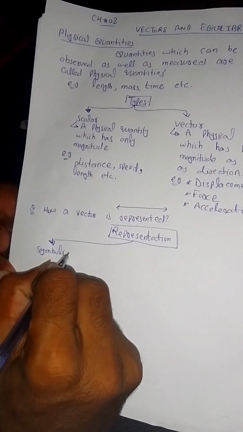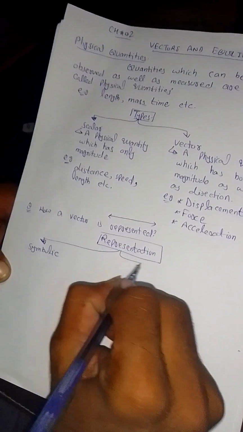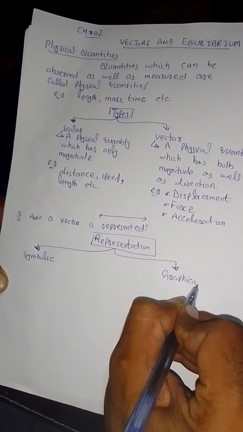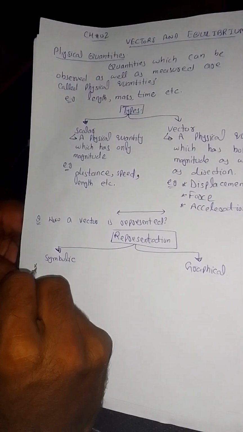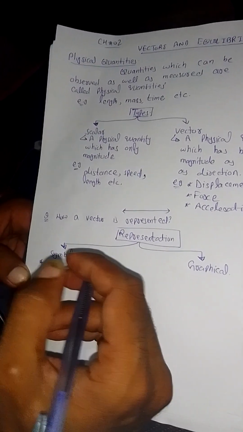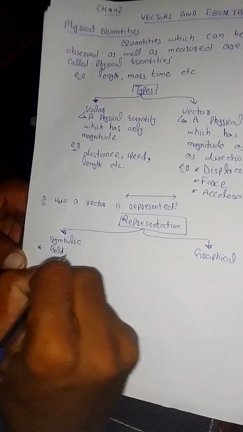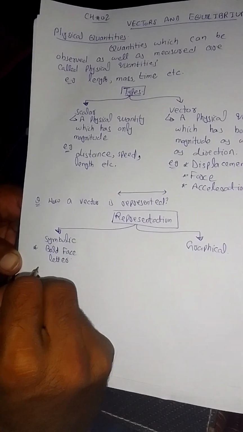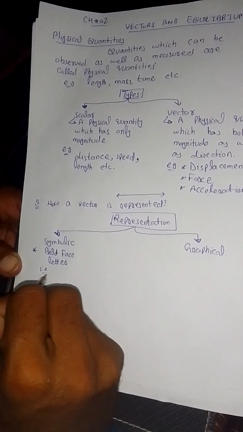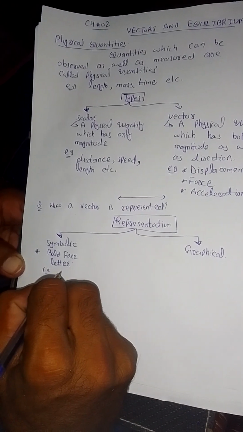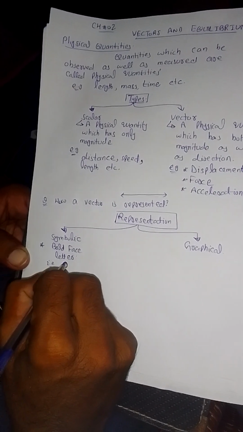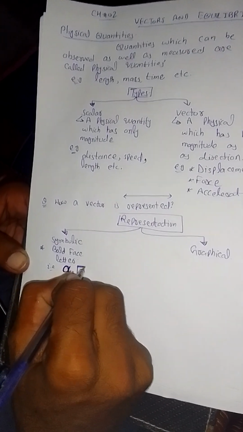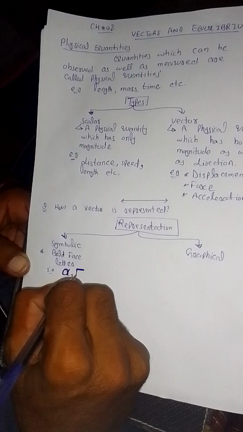One of them is symbolic representation, and the other is graphical representation. In symbolic representation, we represent a vector in boldface letter, such as acceleration. Acceleration is a vector quantity; we will represent it symbolically with a boldface letter. Similarly, force is a vector quantity, therefore bold it.